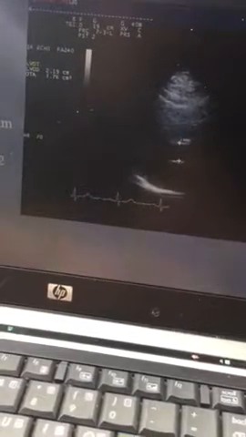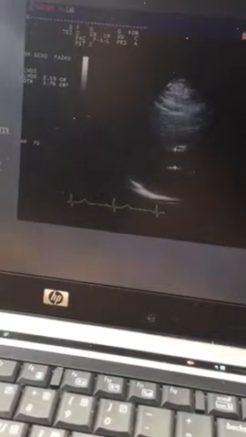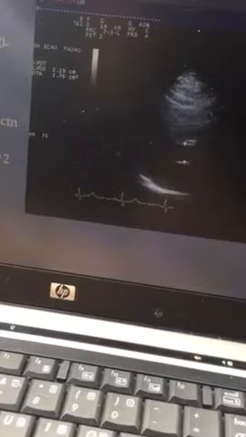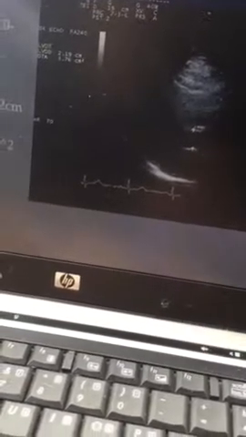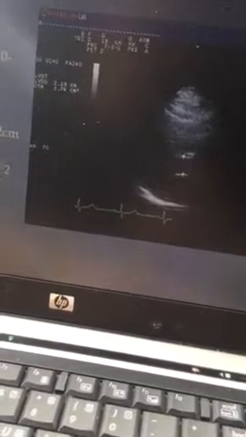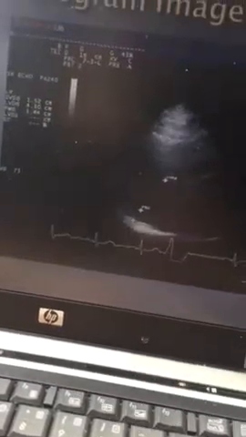The aortic root was measured by itself. Normal is 2 to 3.7, and that root measured 2.2. So that gives us an LVOT area of about 3.76 centimeters squared.